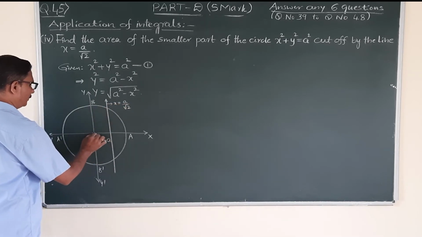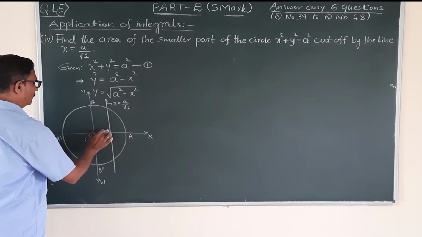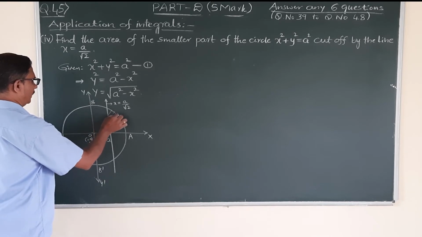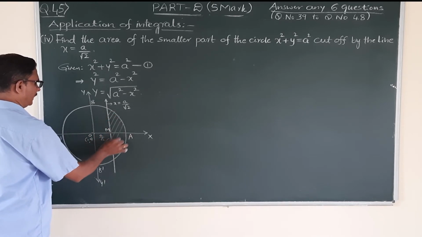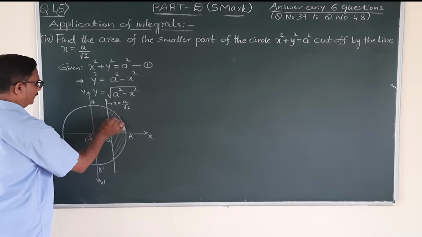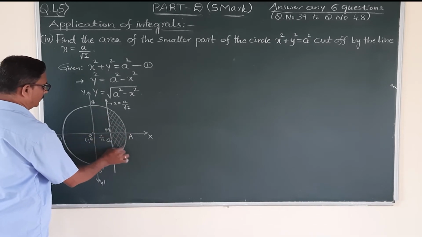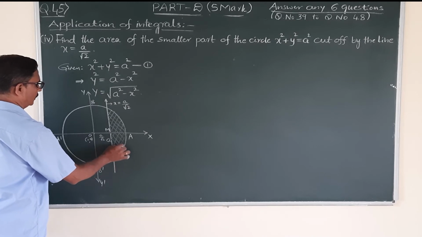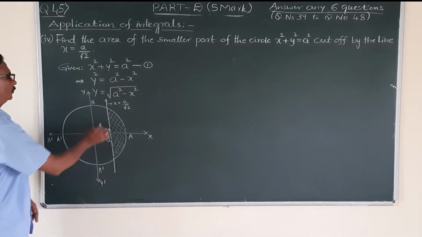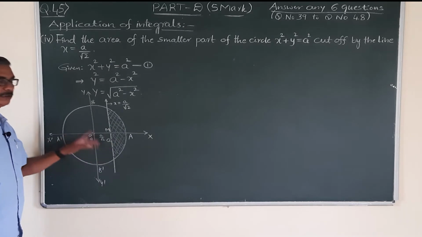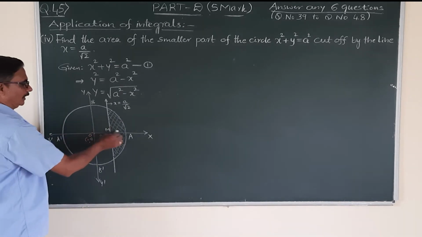This is the smaller part. This is OM. OM length is a by root 2. This is the smaller part, calculate the area of this smaller part. Find the area of the smaller part of the circle cut off by the line. Now, to calculate the area of that shaded portion, okay, this is the smaller part.